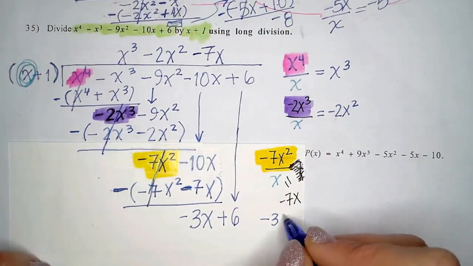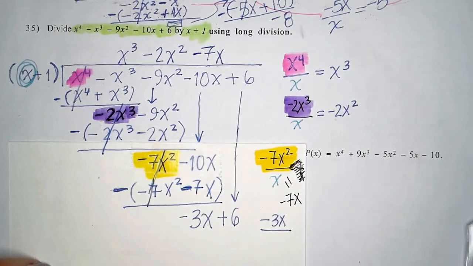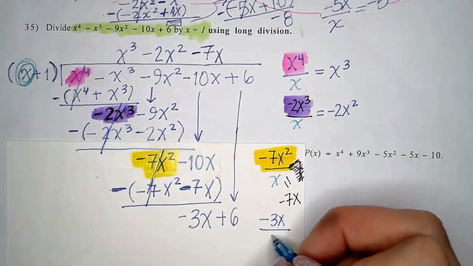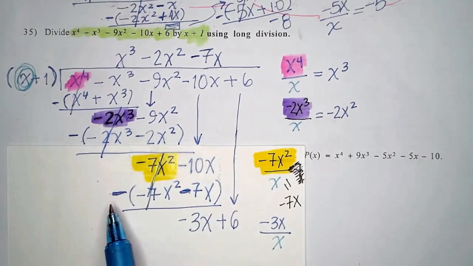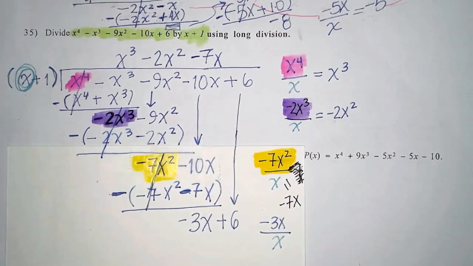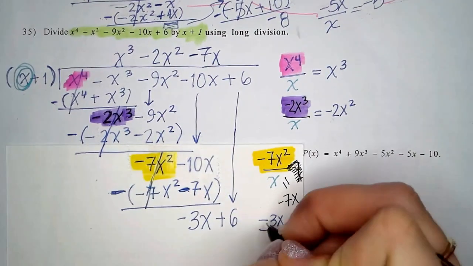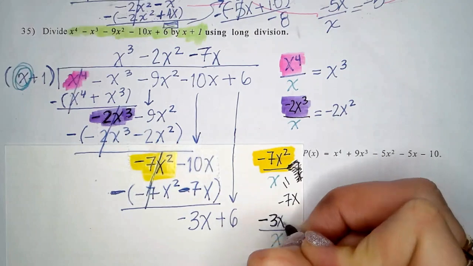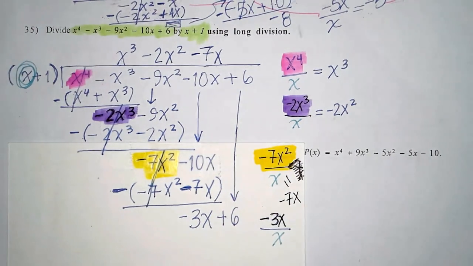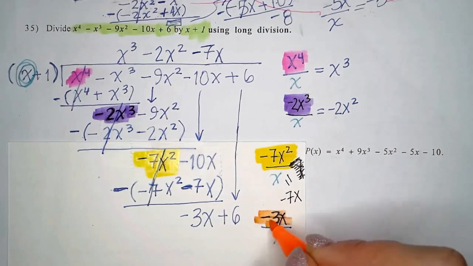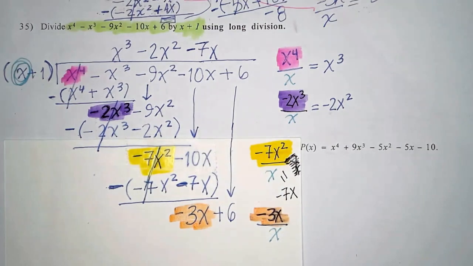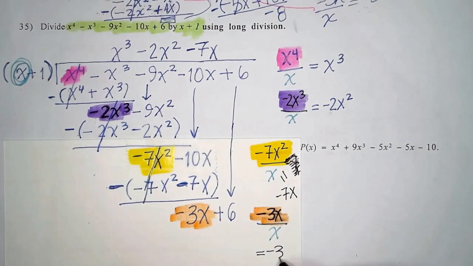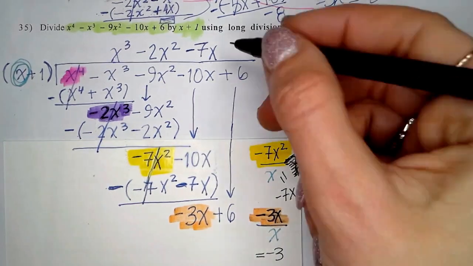Now line leaders again. What's negative 3x divided by x? Well, it was negative 10 plus 7, so negative 3. That was good. Negative 3, and then divided. Okay, so next, what color do I have here? Orange. What is negative 3x divided by x? Negative 3. So where do I write that answer?